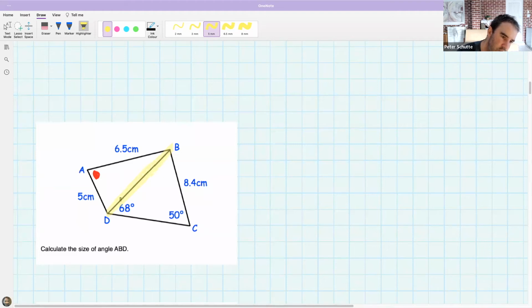What rule do you think I'm going to use to find the length BD? So what rule am I going to use to find BD? I want you to put that in the chat.